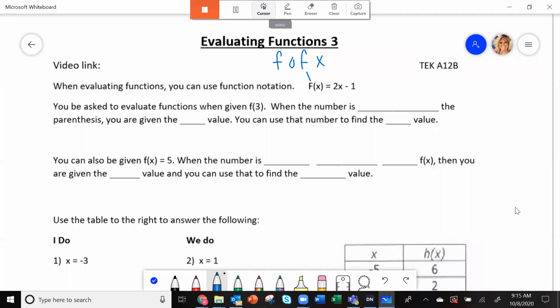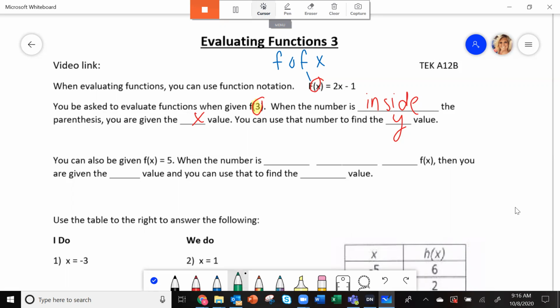You're going to be asked to evaluate functions given an example like f of 3. When the number is inside the parentheses, you are being given the x value. Because inside the parentheses, it says f of x, and if the number's inside there, that's the x value. When they give you that, you can use that number to find the y value. You should have this written down on your paper.